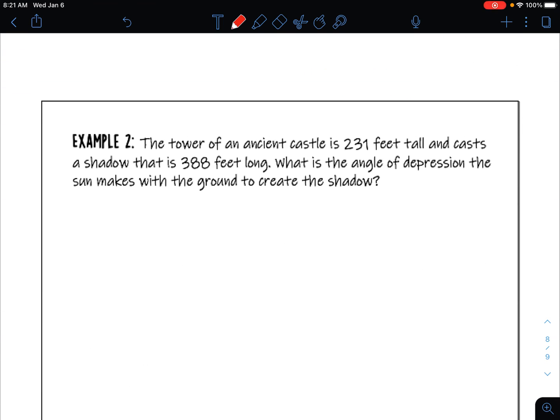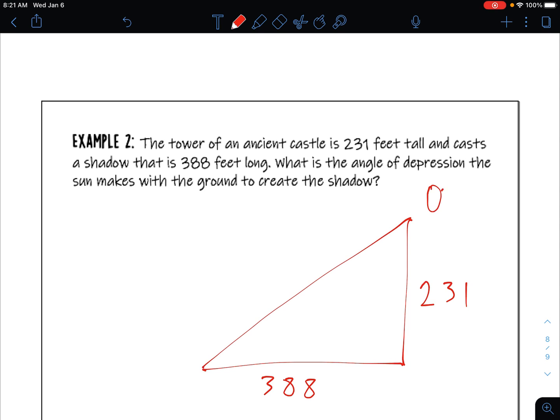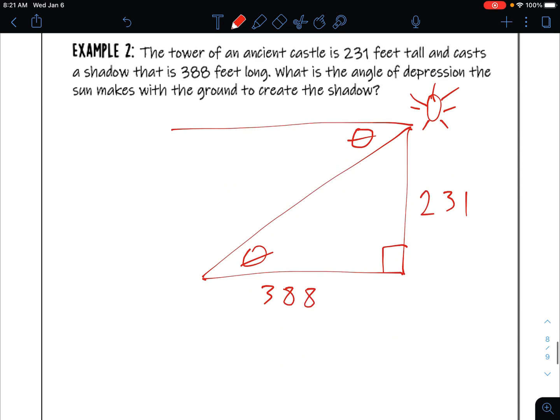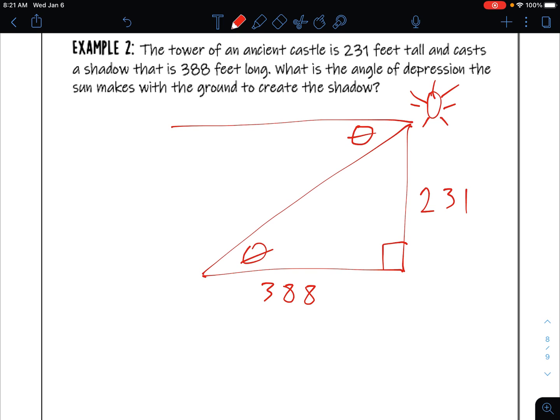Tower of an ancient castle, 231 feet, and it casts a shadow that is 388 feet. What is the angle of depression the sun makes with the ground? So if the sun is up here, right, again, we have to go with the horizon, so the angle of depression is on the outside. Alternate interior angles lets me put it on the inside. Angle of elevation, angle of depression are the same thing. They're just from a different point of view.